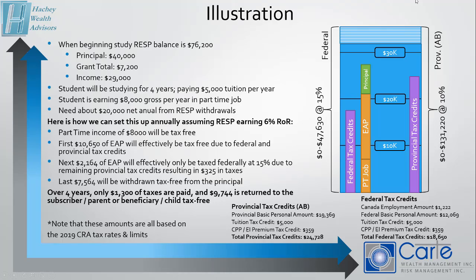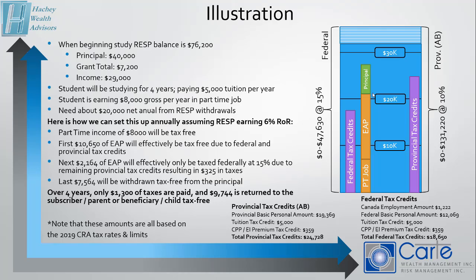And then the last part, we'll just withdraw the last $7,500 from the principal, and that's going to be tax free. So this is a situation where we're registering an income of just over $20,000, and net, at the end of the day, we're only paying $325 in taxes. And if you look over 4 years, that's going to result in about $1,300 in taxes paid.